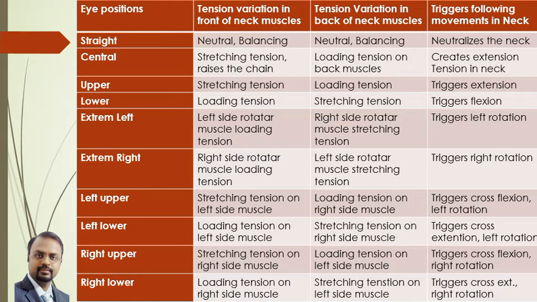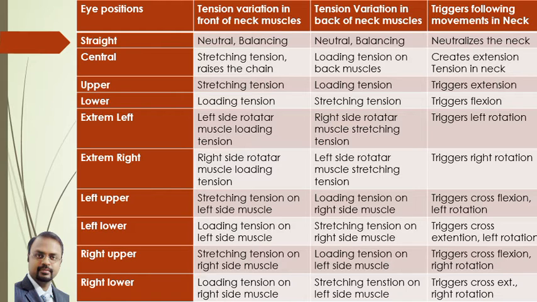Right upper gaze stretches or creates the stretching tension on the right side of the muscle of front of the neck, and loading tension on the left side of the muscle on back of the neck. That triggers the cross flexion, right rotation.